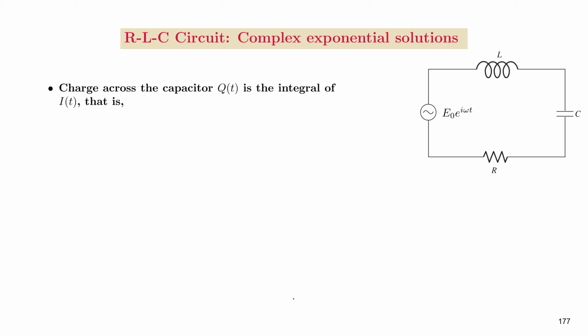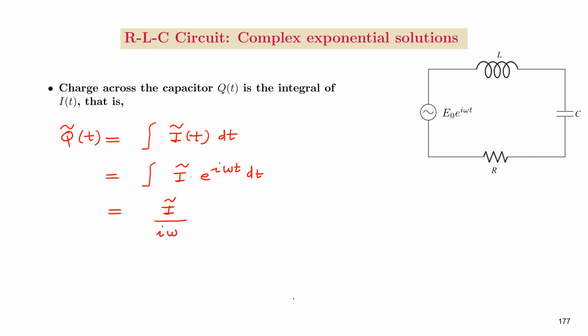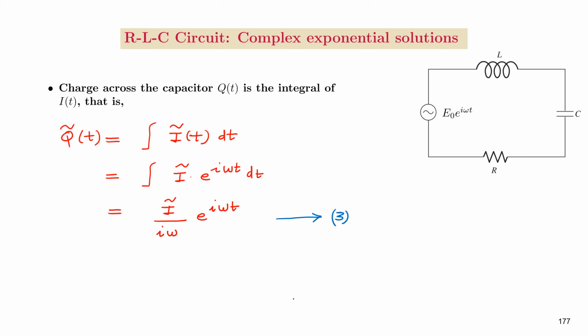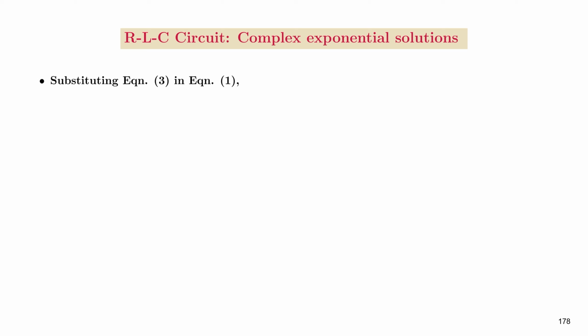We'll now try to find out the charge across the capacitor plates Q(t) from I(t). That is, complex Q(t) is equal to the integral of complex I(t) dt. And this is equal to the integral of complex I e raised to i omega t dt. And this is equal to I complex divided by i omega, then e raised to i omega t. In the next step, we'll substitute equation number 3 in equation number 1. That is L dI(t) divided by dt plus R I complex(t) plus I complex(t) divided by i omega C equal to E0 e raised to i omega t.